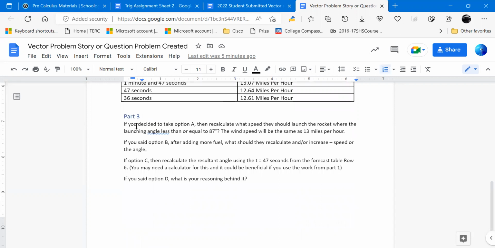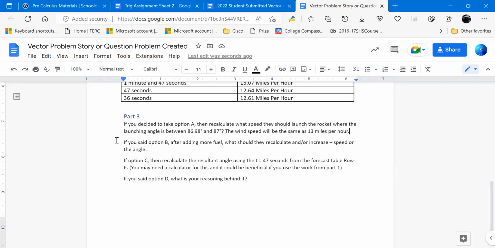Then now we go on to part 3. It says if you decided to take option A, then recalculate what speed they should launch the rocket where the launching angle is between 86.98 degrees and 87 degrees. And it does say that the wind speed will be the same as 13 miles per hour.